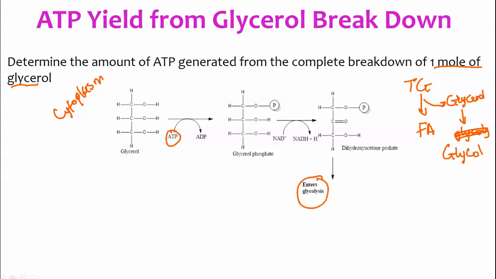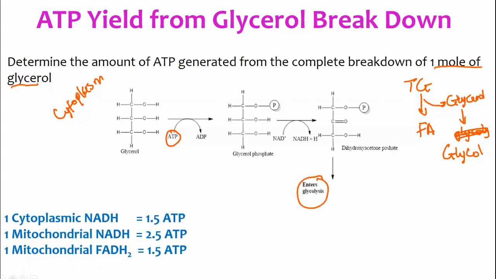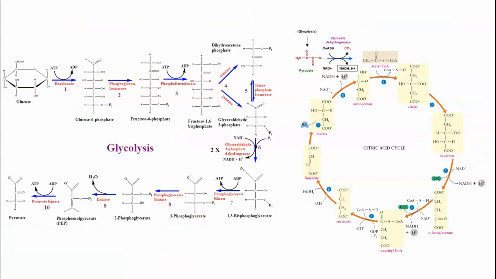How does it enter glycolysis? Let's see at what point it joins glycolysis. Before we do that, let's remember that 1 mole of every cytoplasmic NADH, because of the shuttle mechanism involved, generates 1.5 moles of ATP. But the ones generated in the citric acid cycle, which happens in the mitochondria, give us 2.5 ATP. And FADH2 in the mitochondria gives us 1.5 ATP. These are important reminders.